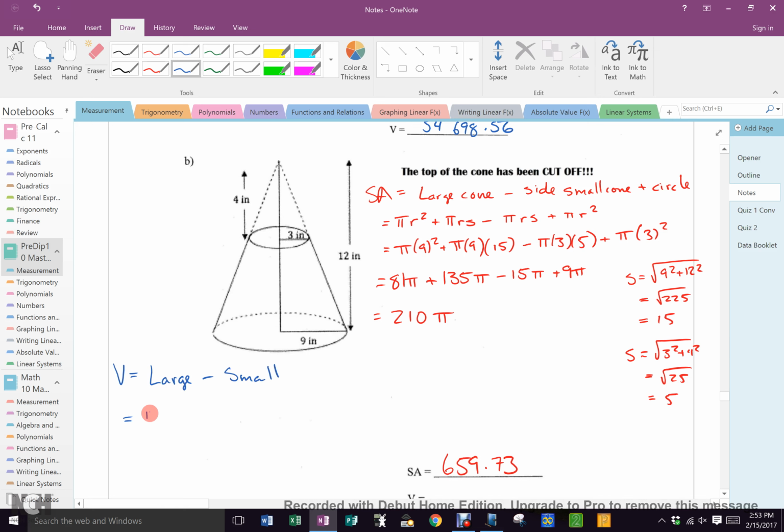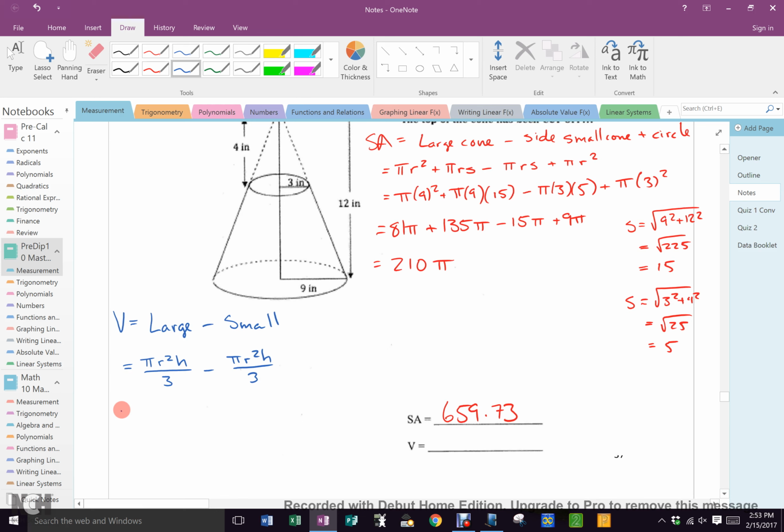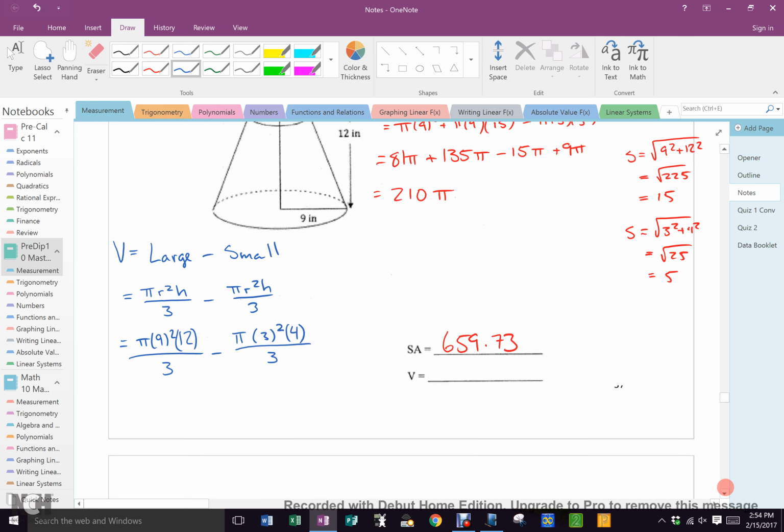Large cone is pi r squared h divided by 3 minus the small cone. Same thing, pi r squared h divided by 3. Pi, the r is 9 squared. The h of the big cone would be 12 divided by 3 minus pi, the r of the small cone is 3 squared. The h of the small cone is 4 divided by 3. Then you just do the math.